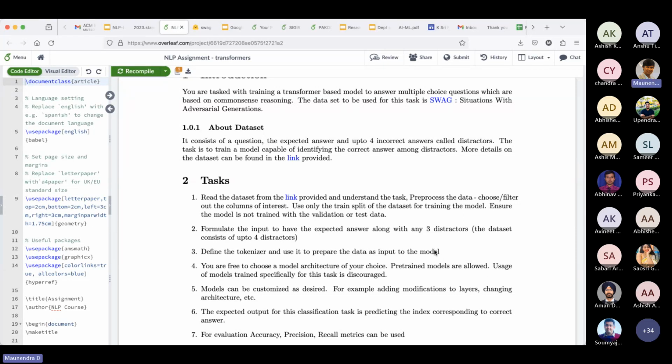Right, I think pretrained is fine, but don't take any model which is specifically designed and trained for this particular task. There might be models which want to solve this task based on the SWOG dataset itself. So those things.